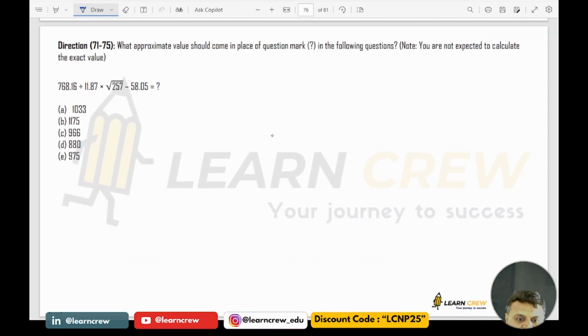Now 768 divided by 12. 768 divided by 12, how much? 64. And root 257 is 16 minus 58. 64 into 16 minus 58 is how much? Approximately it is 966.